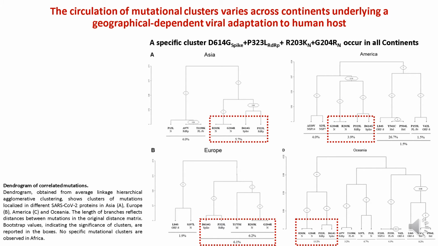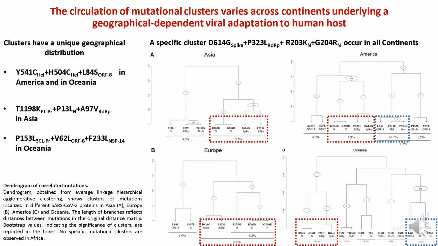As shown in the red boxes, this pair forms a tight cluster with the nucleocapsid mutations at positions 203 and 204, detected in all continents. Interestingly, in Europe this cluster was accompanied by the continent-specific mutation T175M localized in the membrane region. Other mutational clusters have a unique geographical distribution, as evidenced in the blue boxes. This is the case of the cluster composed of the two helicase mutations at positions 504 and 541 and the ORF8 mutation at position 84. This cluster was only detected in America and in Oceania.